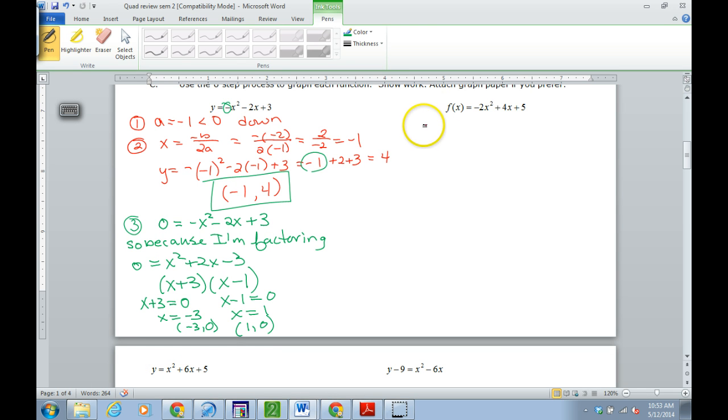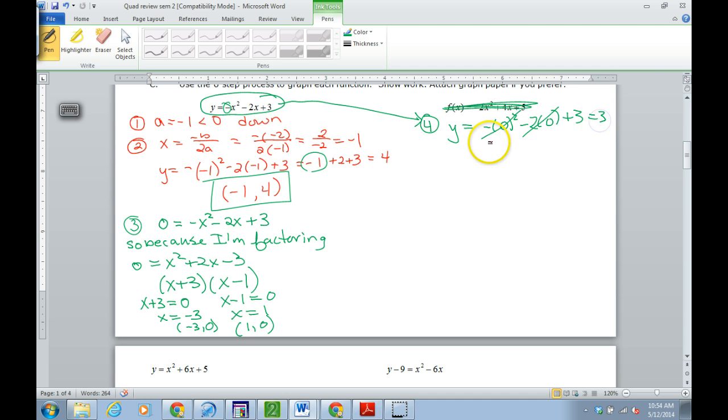We have one more step that needs to be done before we start graphing. Find the y-intercept. So y is equal to this whole equation from its original form, and we're going to change our x's into 0. So it'll be minus 0 squared minus 2 times 0 plus 3. Now obviously these cancel out, so I just get a 3. So my y-intercept is (0, 3).